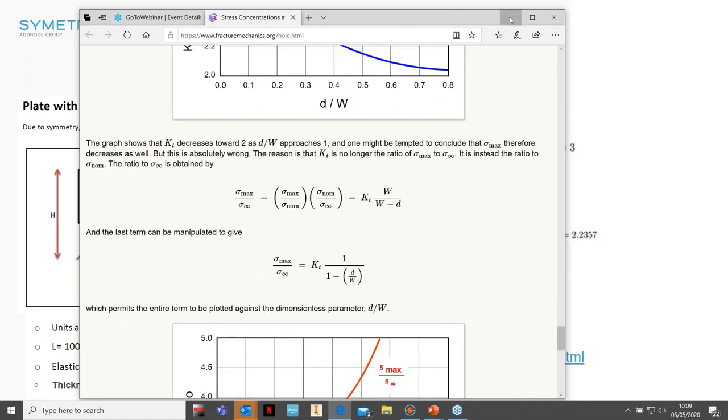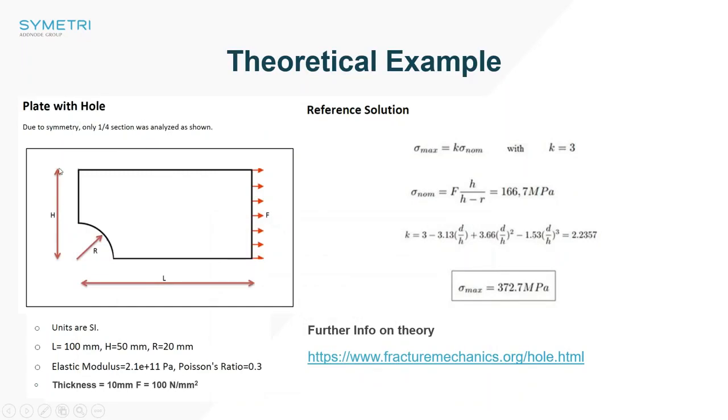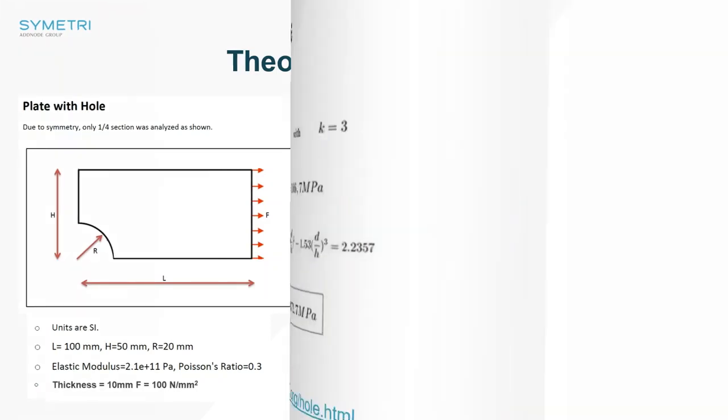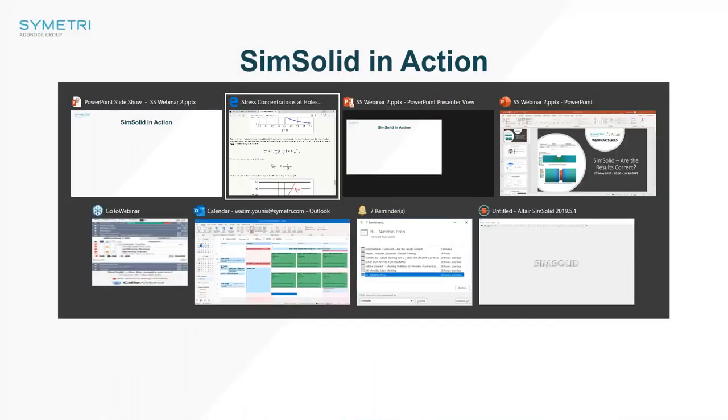Now, typically, if you were to analyze this in Inventor FEA or even Nastran, for example, we would try to do it as a quarter model, but because we're using SimSolid, I'm going to show you how to do it as a whole complete plate with loading applied at either end. So let's have a quick look.